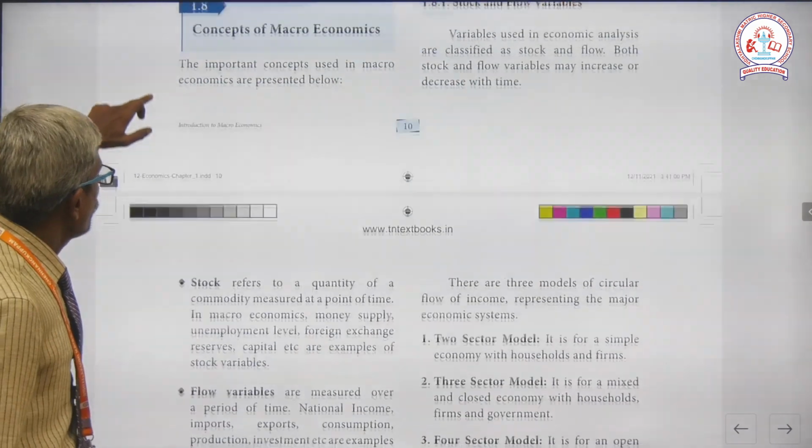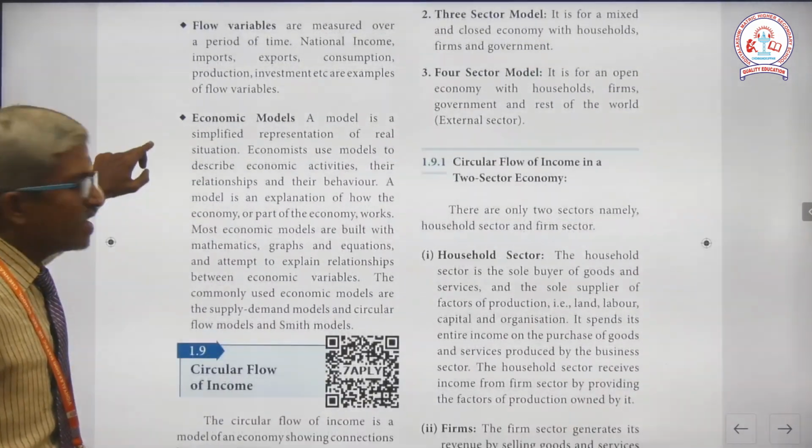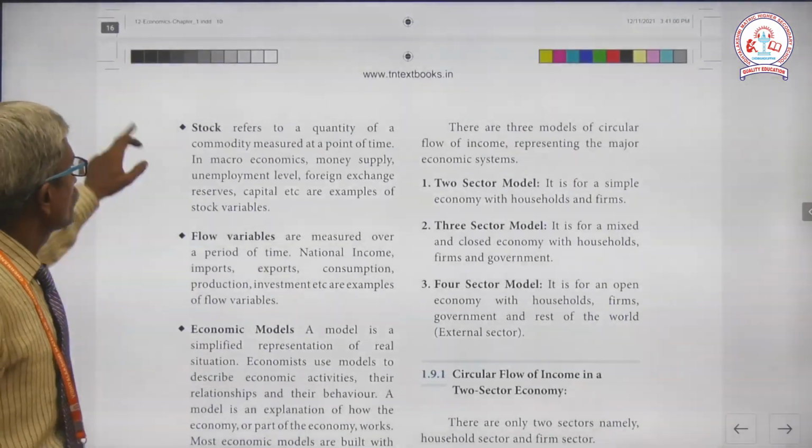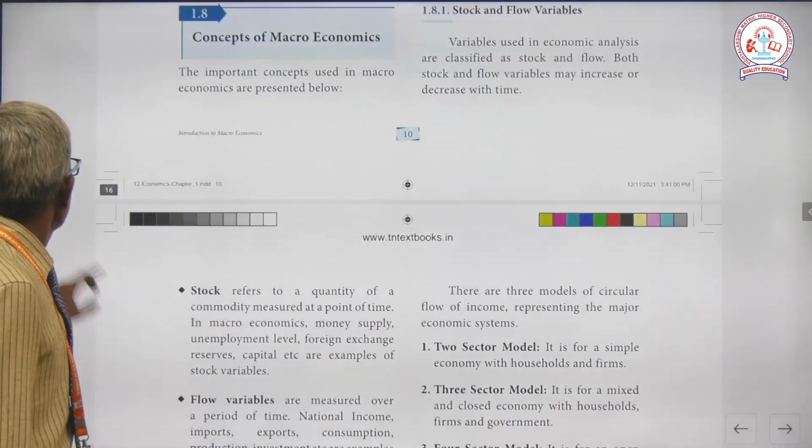The important concepts used in macroeconomics are totally 3. What are they? Number 1, stock. Number 2, flow variable. And number 3, economic model.